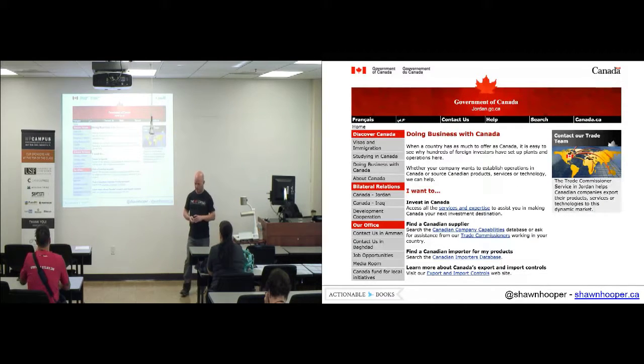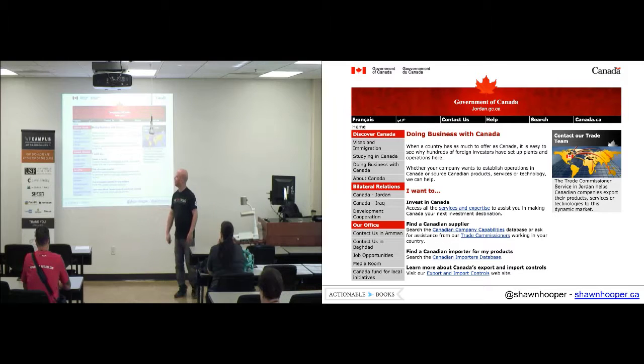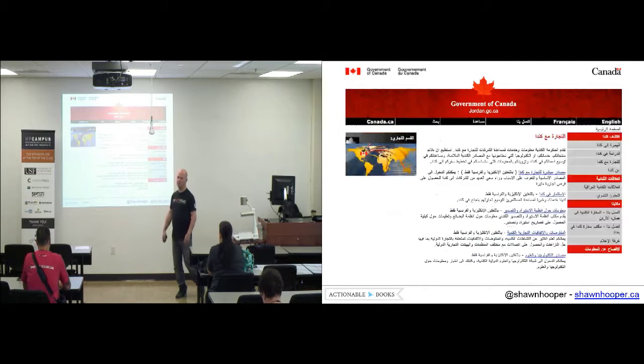Here's an example of a page from a Government of Canada website that is in English. It's talking about doing business with Canada if you're in Jordan. So you'll notice the language switcher up in the top left, first of all, has Arabic writing in it. And if you switch to that page, the entire page is flipped so that the menu is now on the right-hand side of the screen. The breadcrumbs are on the right-hand side of the screen. And all of the text is read from right to left.